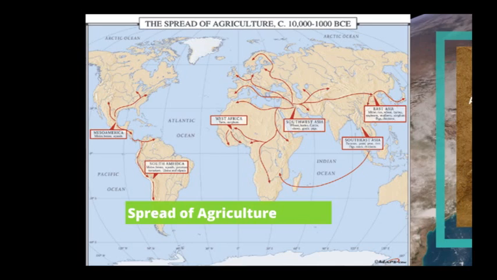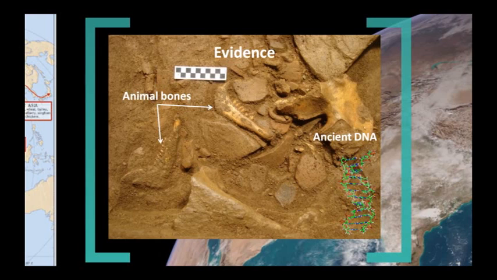Now we have access to bones, not fossils, right? We're not dealing with things that are fossilized and millions of years old. Now we're dealing with evidence that we can derive ancient DNA from. So we can map the genomes, and the changes, of the species that human beings were exploiting throughout this time.